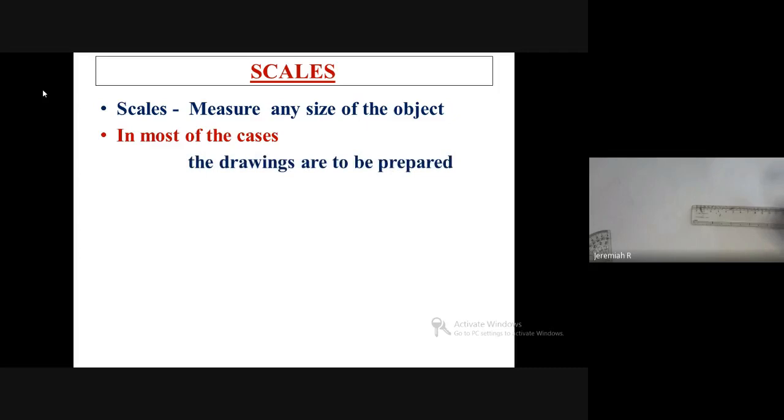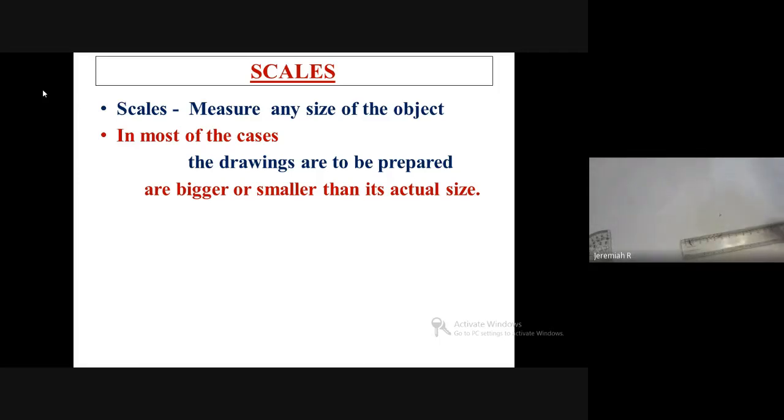In most cases, the drawings are prepared either bigger or smaller in size compared to the actual size. If we go to any industry, the practical application is that sometimes the component size will be very big, and we have to draw it in a reduced scale. Sometimes the component will be very small, and we have to go for enlarging scale. When the size is big, we have to go for reducing scale. When the size is small, we have to go for enlarging scale.